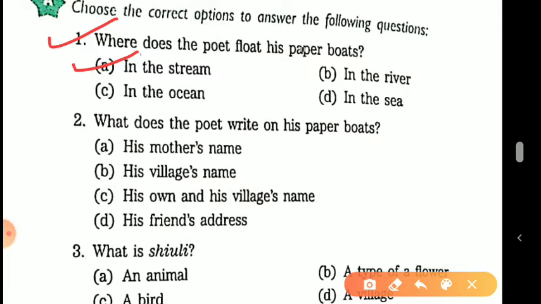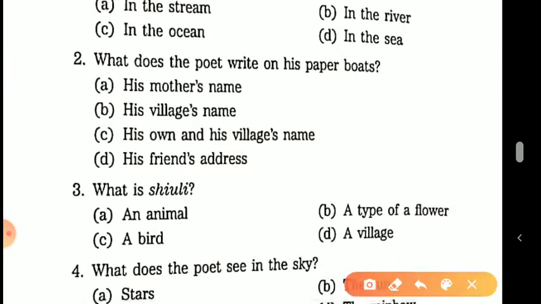The stream keeps on flowing. So where does the poet float his paper boats? Answer: the poet floats his paper boats in the stream. Where? In the stream.